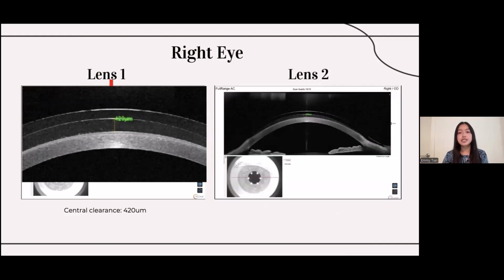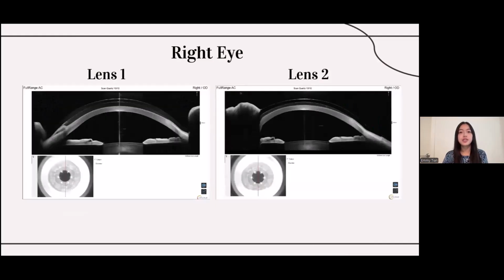If we look at the anterior segment OCT of that second lens, we can see that we were still able to achieve good central clearance, limbal clearance, as well as the edges were nicely aligned with the patient's sclera. If we take a look at the vertical cross sections of the right eye, we can see that between lens 1 and lens 2, there is a decrease in that overall sag, bringing the lens closer to the corneal surface.